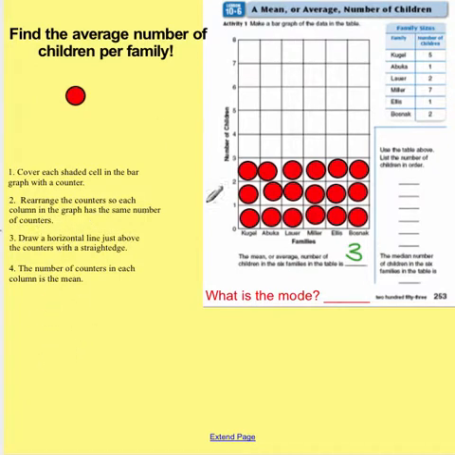So we kind of skipped over number 3. We could have drawn a horizontal line above the counters. We skipped that. That's okay. And so that could just help us see that, yes, indeed, our average is about 3. Let's take a look over here now.